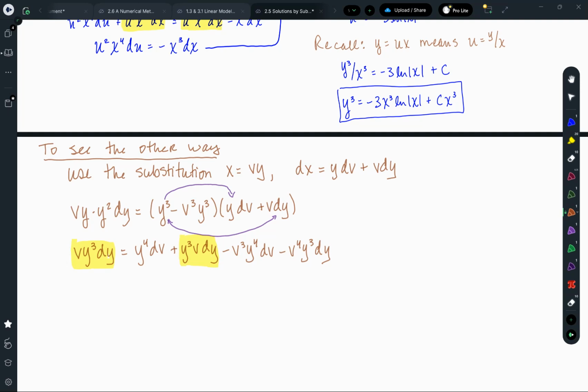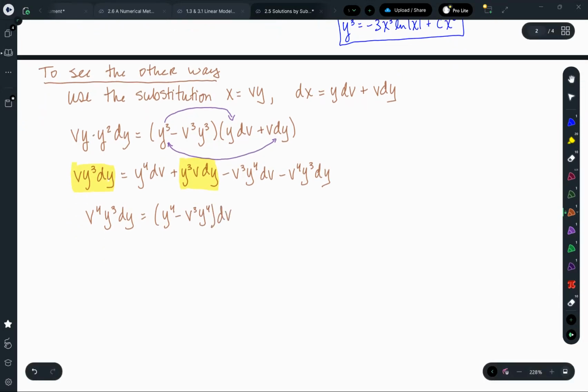I see a couple of dv's and a dy. I'm going to move the dy over to the left-hand side. So the dy term is actually a minus v to the fourth y cubed dy. I'm going to add it to the other side, so it becomes positive v to the fourth y cubed dy, and that's equal to, and then I have the two terms with a dv. I'm going to factor out the dv, and I will have a y to the fourth minus v cubed y to the fourth, all times dv.